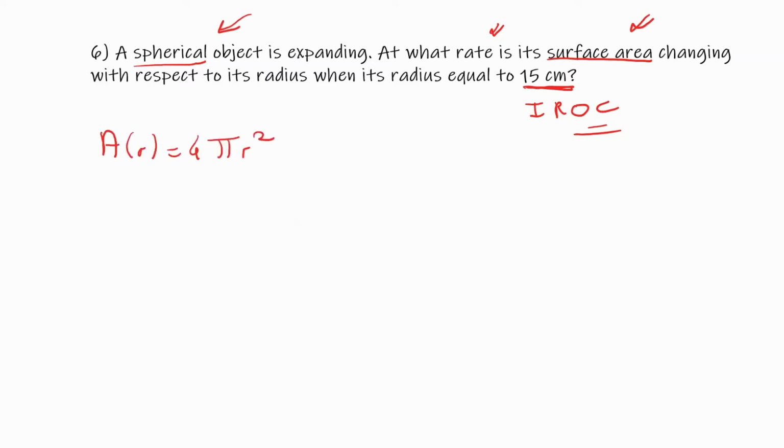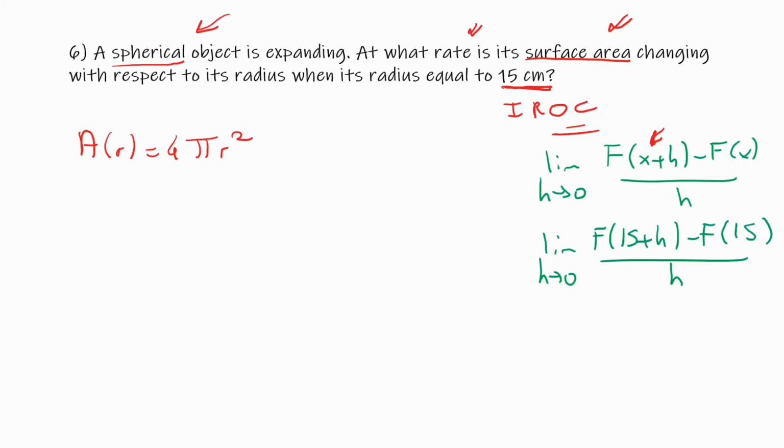So now that I have my equation and I figured out that it's an IROC question, I can put my limits formula. Now when I look at the limit, I can say, okay, but what is my x then? This here is my radius. So instead, you guys can write f of r plus h minus f of r because that's what I'm going to plug in. Whatever is given to you is going to be your x, hence the radius. So I'm going to go ahead and do that in terms of the formula. So when I plug in 15, I get this formula.